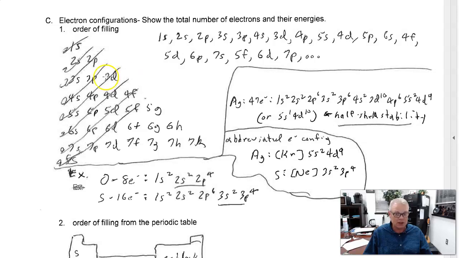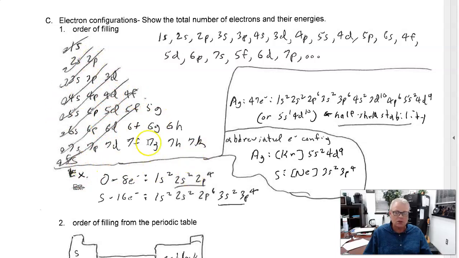Are you seeing a trend here? Do you see that each successive energy shell has one more subshell than the last? Okay, so I can have a 4s, 4p, 4d, and 4f, but no 4g. 5s, 5p, 5d, 5f, 5g, and so on and so forth. Notice that all my s's are lined up this way, all my p's are lined up, my d's, my f's, and g's, and so on.